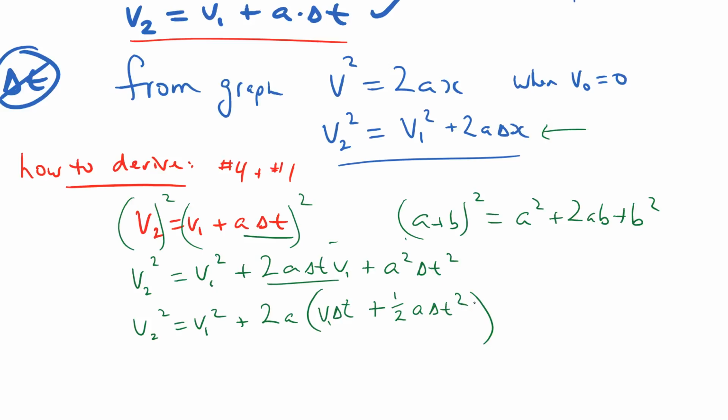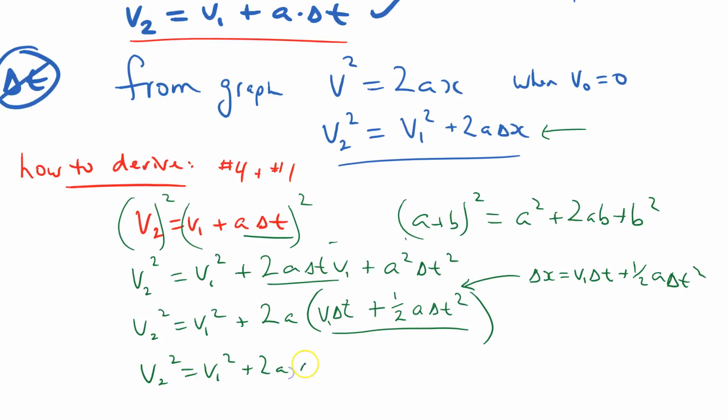Now you might be looking at this and say, hey, this whole thing is like equation number 1 that we just did. We just finished proving that this is equal to displacement, delta x. So I'm going to replace that whole thing: v2 squared equals v1 squared plus 2a delta x. Woohoo, did it! Or you can just trust me on this.